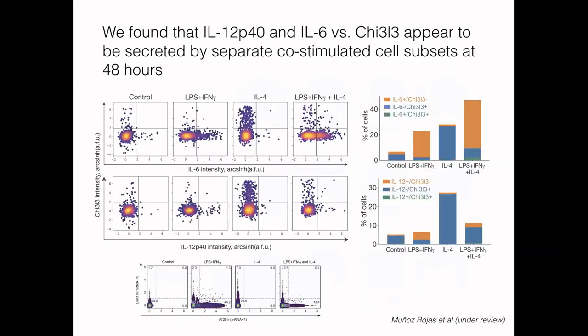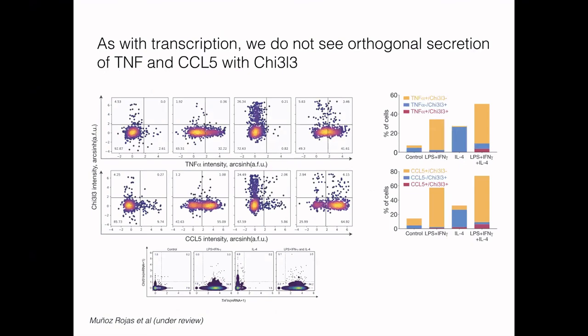And so that's what we did. We put the cells in the device. We waited 48 hours after co-stimulation. And what I hope you'll appreciate is that we do in fact see that 48 hours later, if you look on the far right there, cells that are mostly either secreting Chi3l3 or secreting IL-12 or IL-6, but generally there are many fewer cells secreting both, consistent with the transcript data at 6 hours, suggesting that this is actually a durable response of the cells. And again, we do not see the same thing with TNF and CCL5.